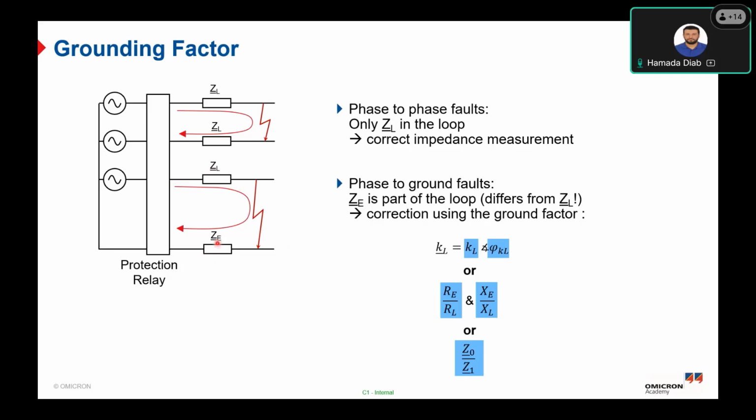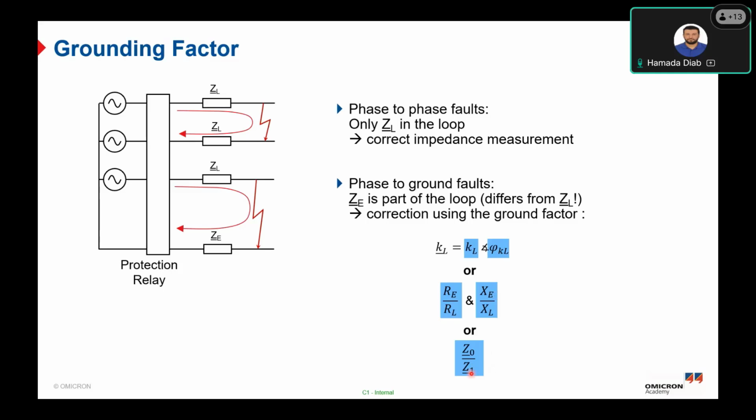Okay, so to represent this effect in case of single phase to ground, we have one factor called the grounding factor. And this grounding factor can be simulated using different ways. As you can see here, it can be in the polar form, which is magnitude and angle, can be RE over RL and XE over XL, which is the ground resistive reach over the line resistive reach, and the ground reactive reach over the line reactive reach, or also can be simulated as Z0 over Z1. Z0 is the zero sequence impedance, and Z1 is the positive sequence impedance. So it depends on the vendors.